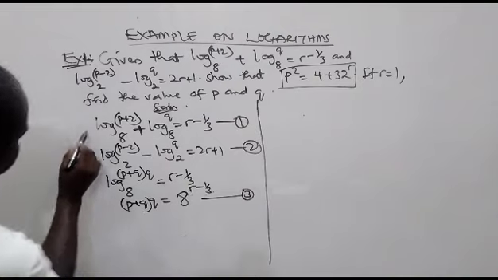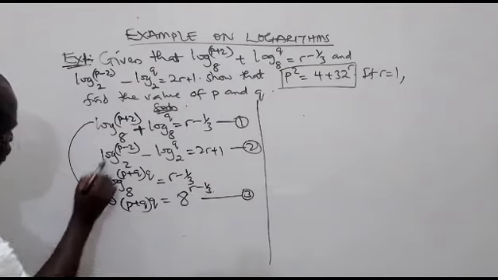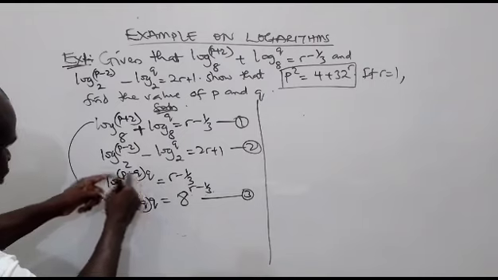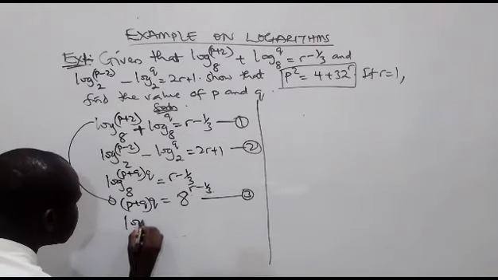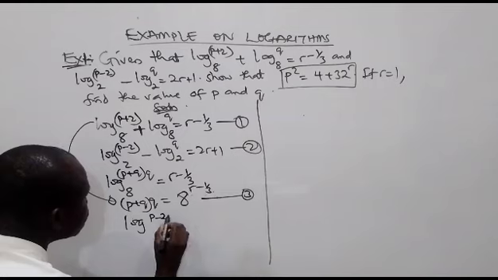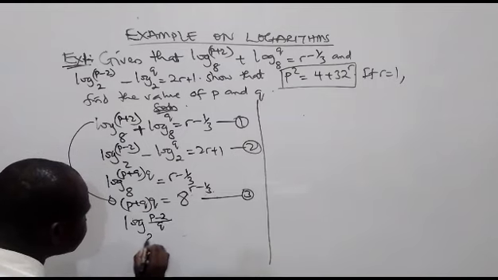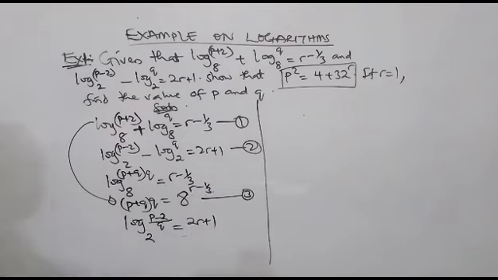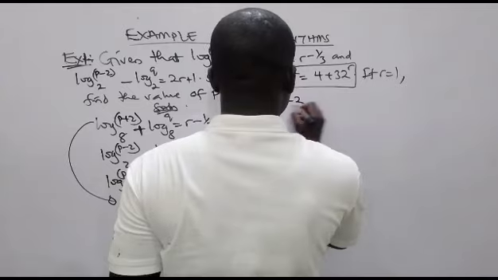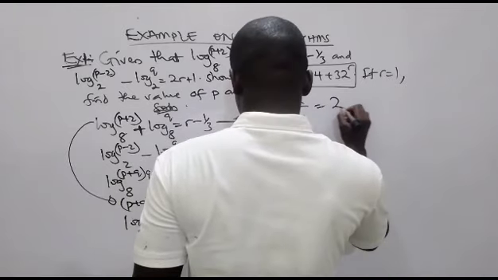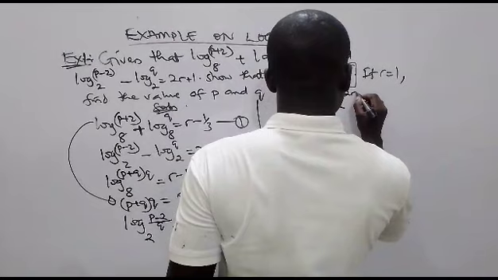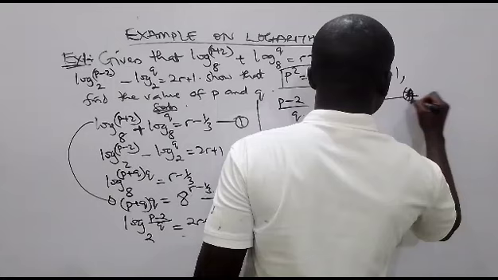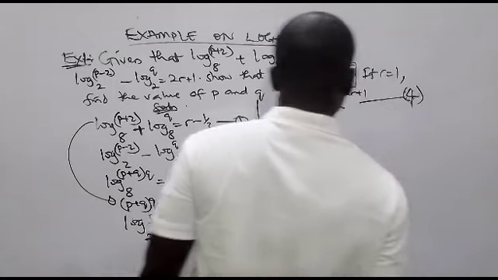Then I go to this second one. This is the minus, so I'm going to use division. This is addition, I use multiplication. This is division. I'm going to have log of p minus 2 all over q base 2 to be equal to 2r plus 1. If I do the same thing here, I'm going to have p minus 2 all over q to be equal to 2 raised to power 2r plus 1. That's what I'm going to get. Let me call this equation 4.